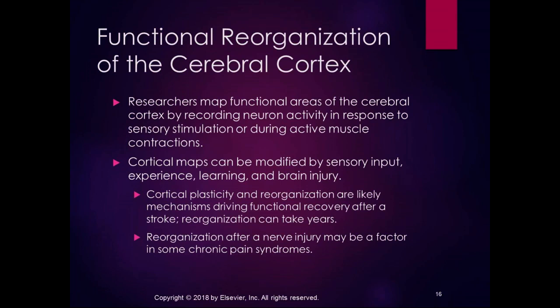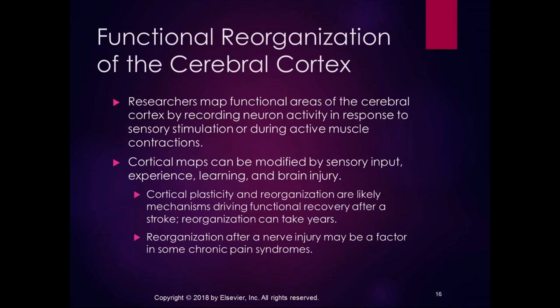So the way that most of the recovery after a stroke comes in is through functional reorganization of the cerebral cortex. In other words, areas that previously did not do a certain function take over doing that function. So researchers can map functional areas of the cerebral cortex by recording neuron activity in response to sensory stimulation or during active muscle contractions. So cortical maps can be modified by sensory input, experience learning, and brain injury.